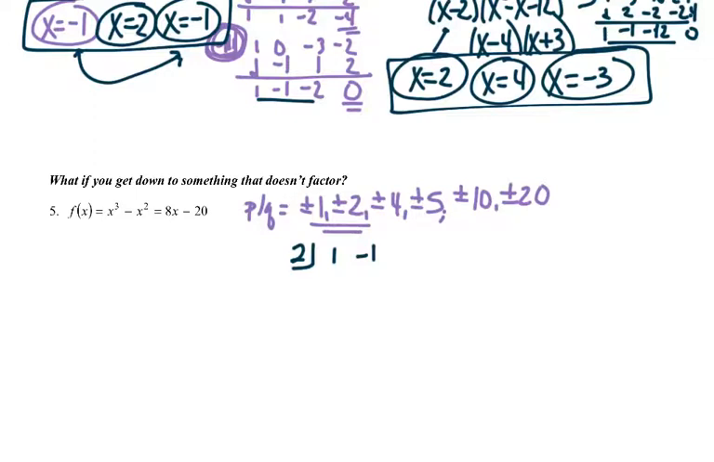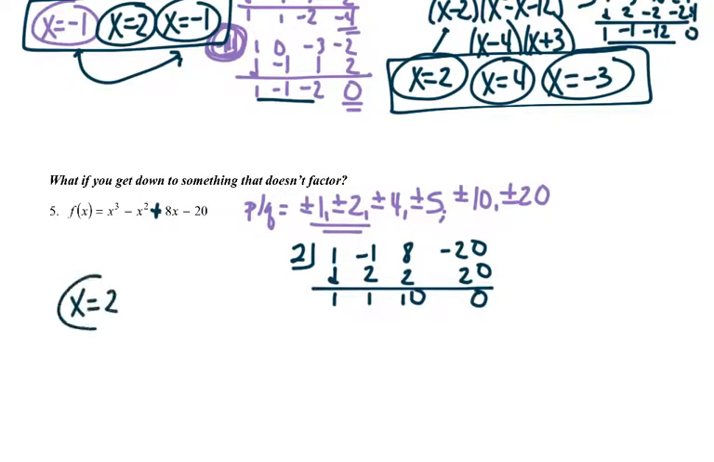Oops, and then this has a typo in here. Sorry, this is supposed to be a plus. The equals and the plus are the same key on the keyboard. So if I drop down 1, 2, 1, 2, 10, 20, and 0. So I have my free zero, x is 2. The factor it comes from is x minus 2, and now I have x squared plus x plus 10.